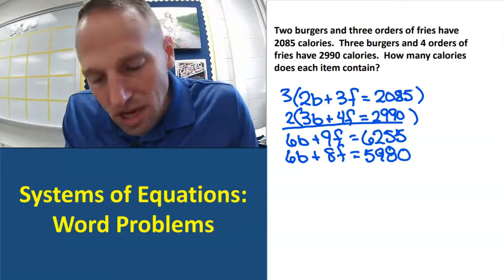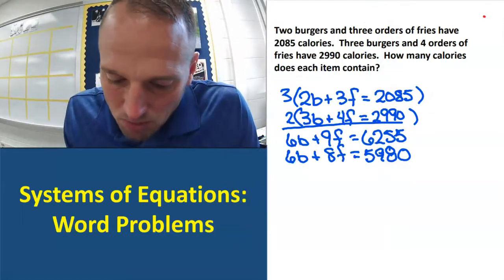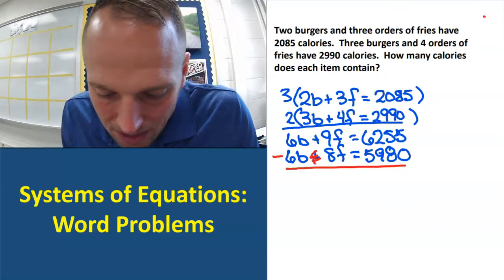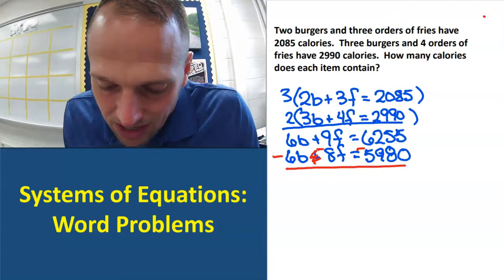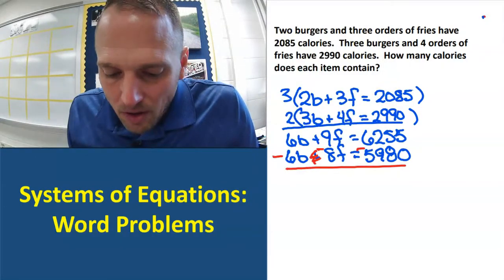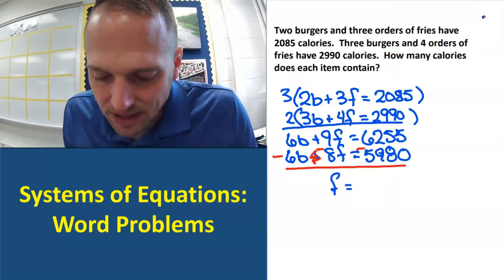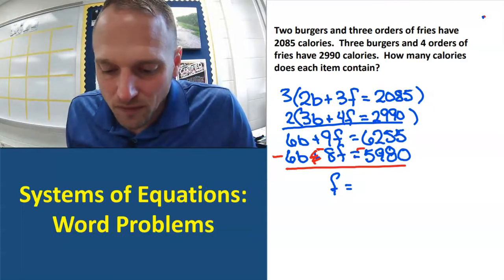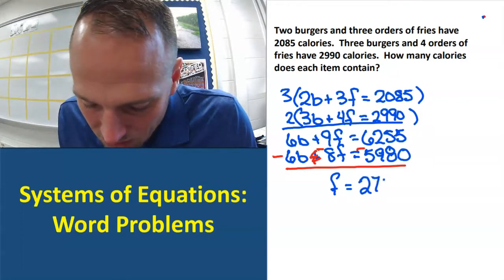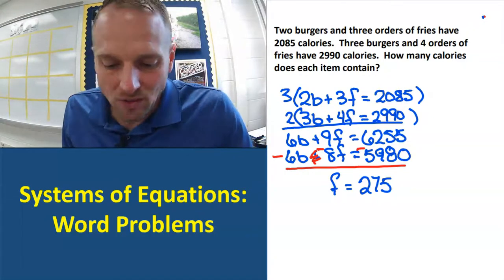Now, let's change these signs on the bottom, because we have to, remember, we have to change them because both of those 6b's are positive. So that's now a negative 6b, a negative 8f, and a negative 5,980. Okay, so the b's cancel. 9f minus 8f is just 1f. That's nice. And 6,255 minus 5,980 is going to be 275. So an order of fries has 275 calories.